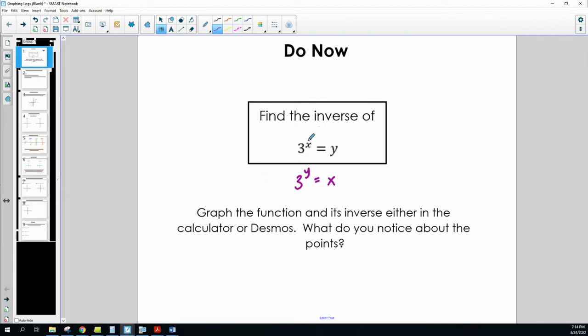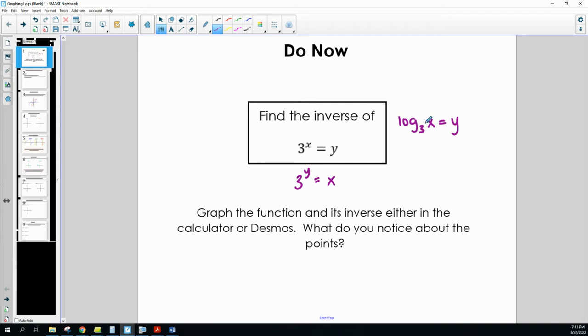Now our goal here is to solve for y and get y by itself. If we look at the original function, 3 to the x equals y, that is an exponential function. And from last class, we learned that the inverse of an exponential function is a logarithmic function. So let's take this new equation, 3 to the y equals x, and convert it to logarithmic form. We're going to write the word log. The base would be 3, and then we're going to say of x equals y.